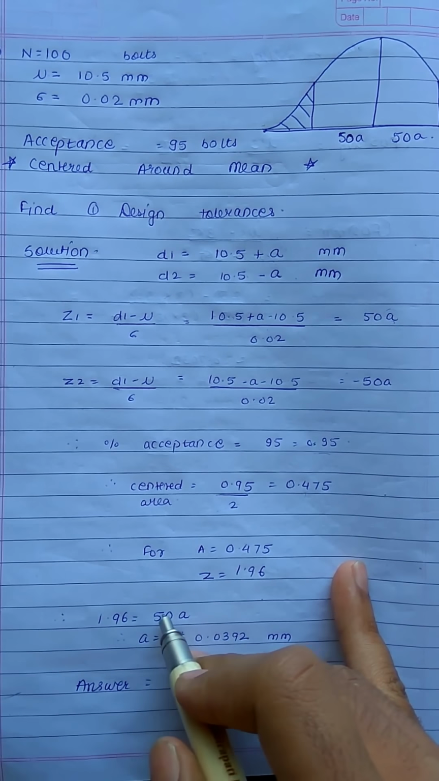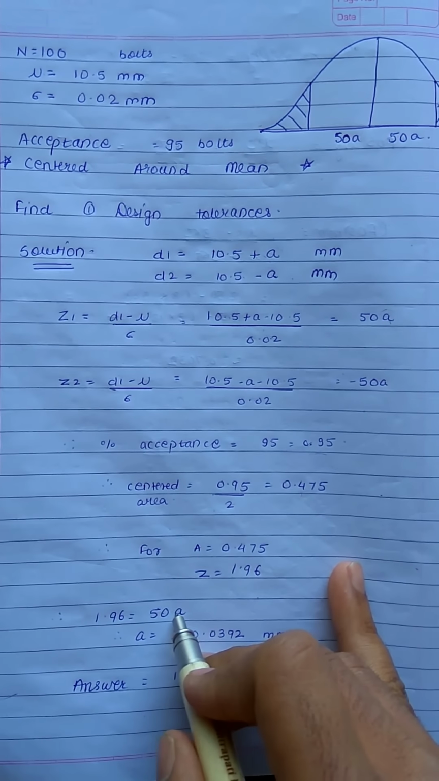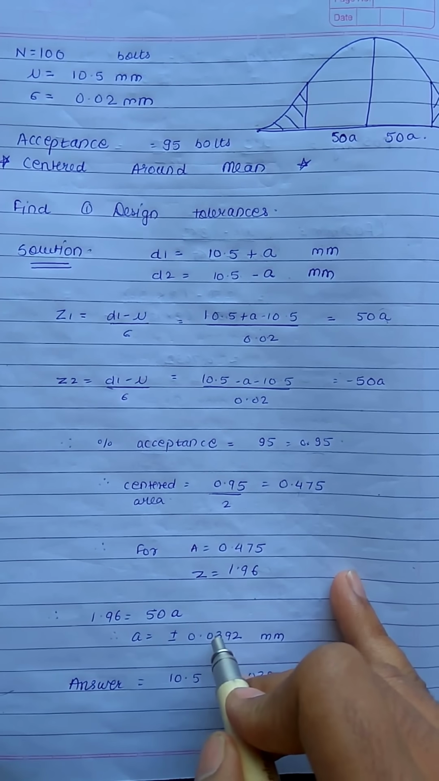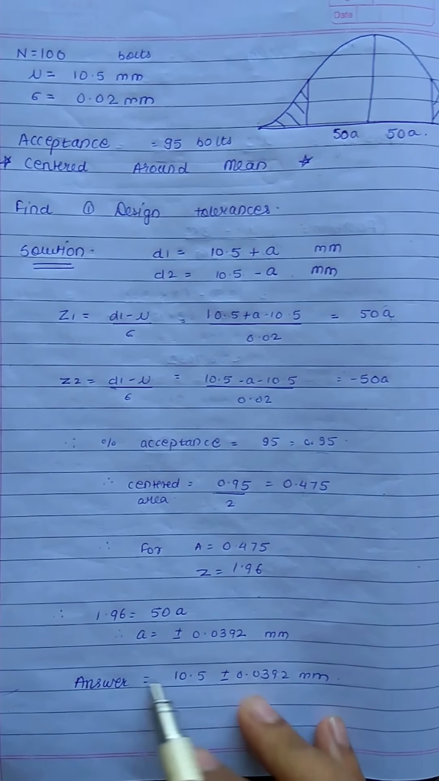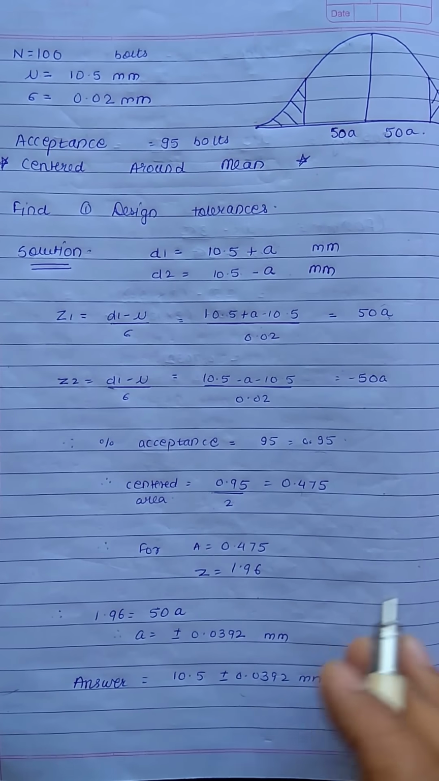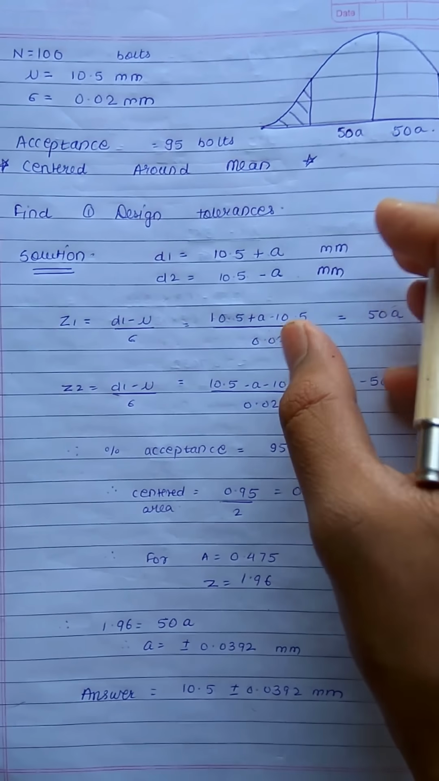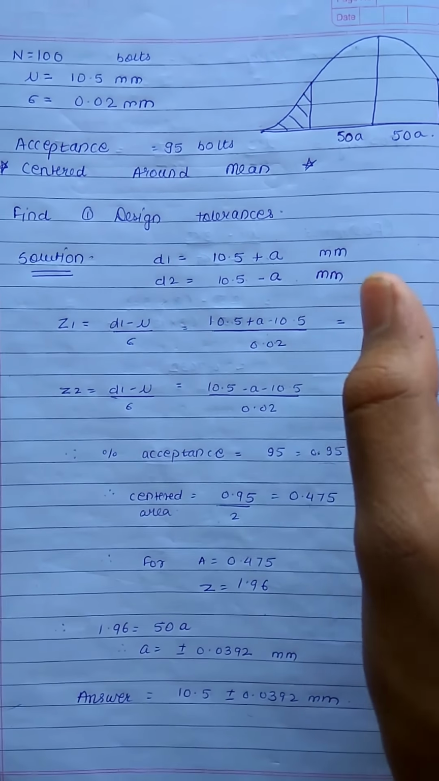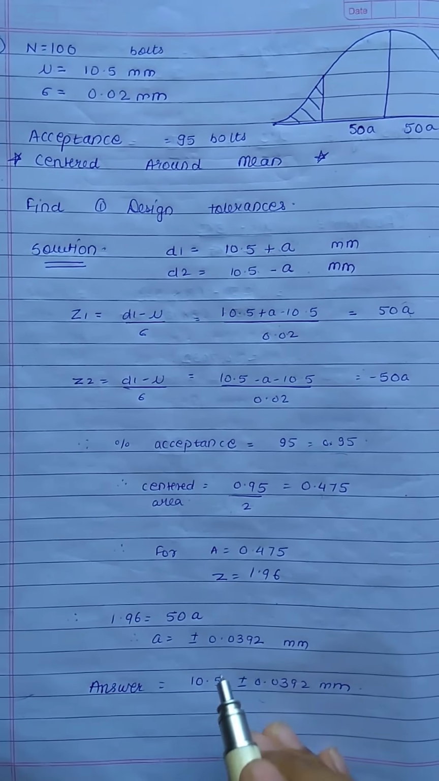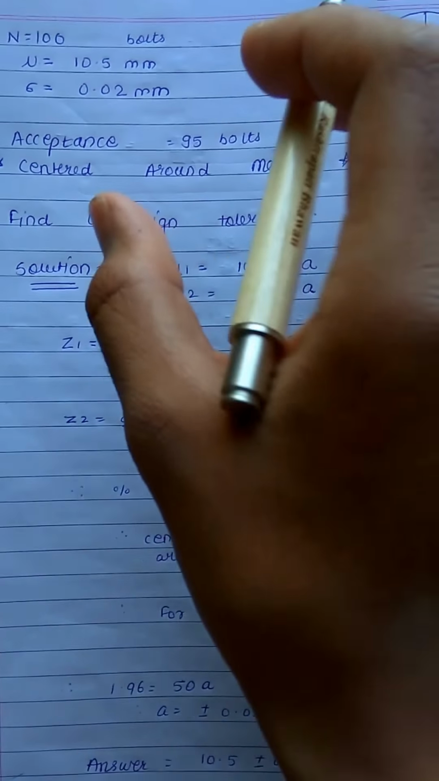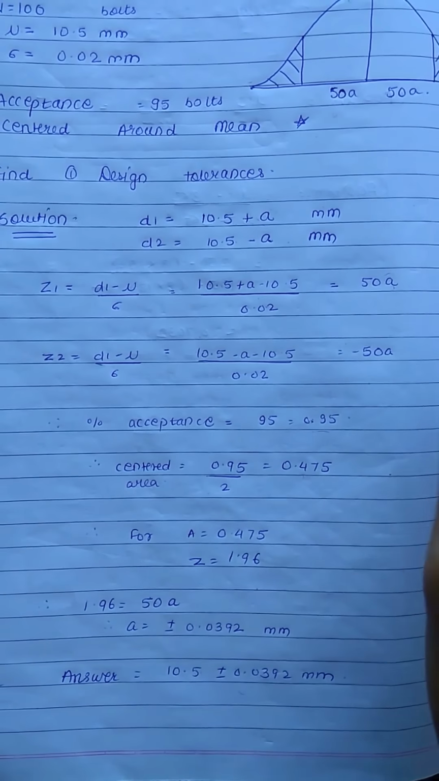Z is equal to 50A because it is a centered process. So we get A is equal to plus minus 0.0392 mm. And answer is 10.5 plus minus 0.0392. In this numerical, we always get answer of A as 0.0392, which is fixed. No matter what the dimension is given, A will be 0.0392 if 95% bolts are being accepted.